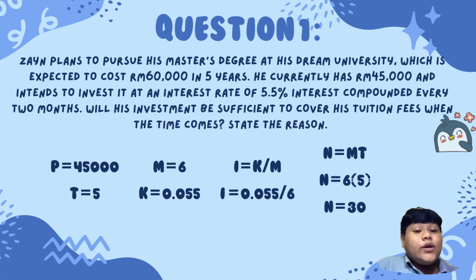For the periodic interest rate, we use the formula K over M: 0.055 over 6. We got the I. For the number of interest periods, we use the formula M times T. M is 6, T is 5. So 6 times 5 is equal to 30.